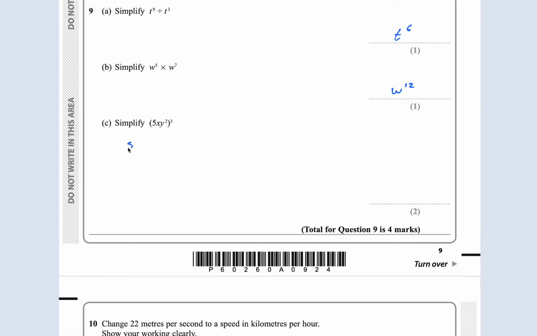So 5 cubed, because the 5 is in the bracket and the cube is outside the bracket, I have to do 5 cubed, which is 125. Use your calculator if you want. I have to do x cubed, which is x cubed, and I have to do y squared cubed, which is y to the 6, because I multiply the powers. If it's a power raised to another power, I multiply the power. So that's my answer. 125 x cubed y to the 6.